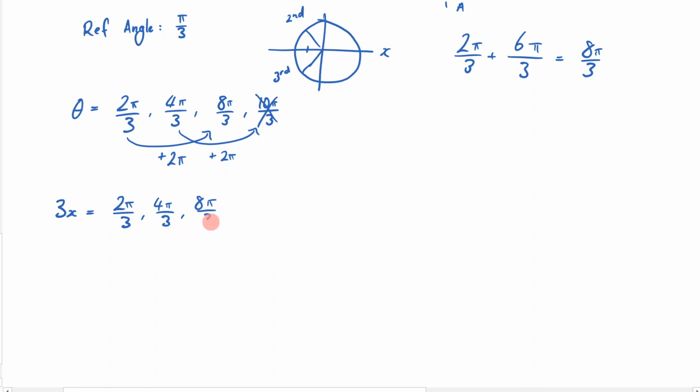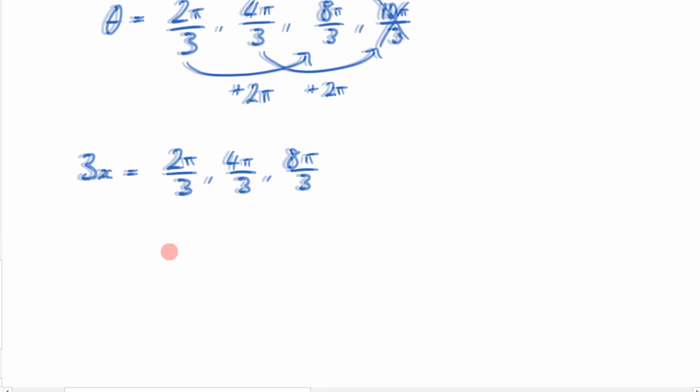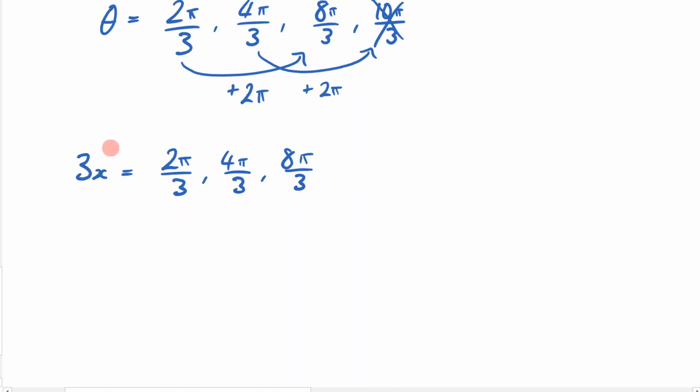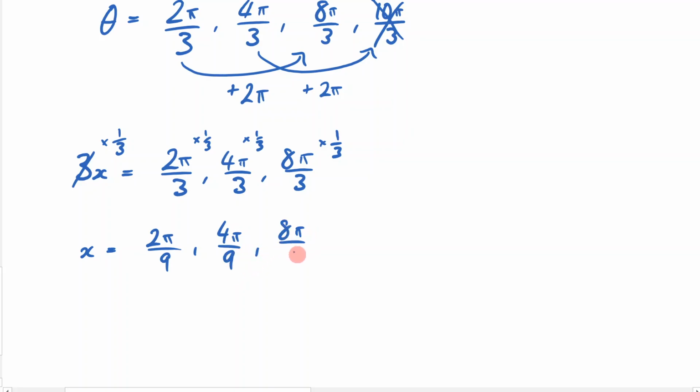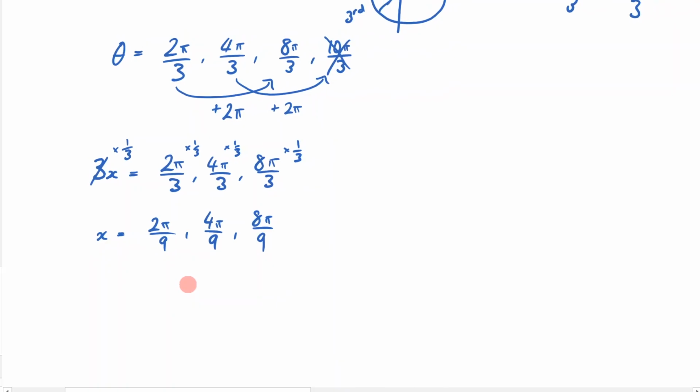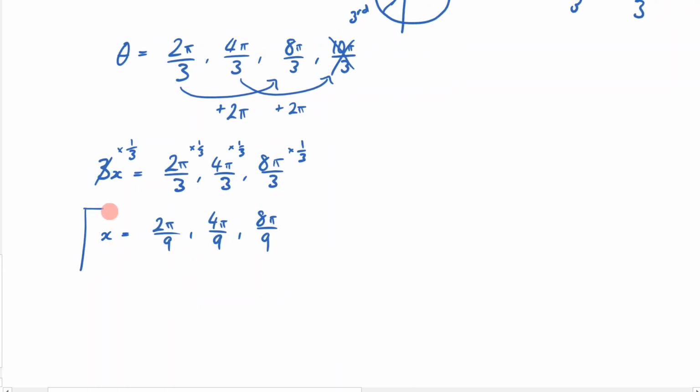Then the next thing that I would do is I would say I need to get rid of this 3. So I'm going to times it by 1 on 3. And that means I'm going to times this by 1 on 3. I'm going to times this by 1 on 3. I'm going to times this by 1 on 3. So now this 3 goes away. And I've got x is equal to, so I'm just timesing my denominator by 3. So it's going to be 2 pi on 9, 4 pi on 9, and 8 pi on 9. And that right there is my solutions.